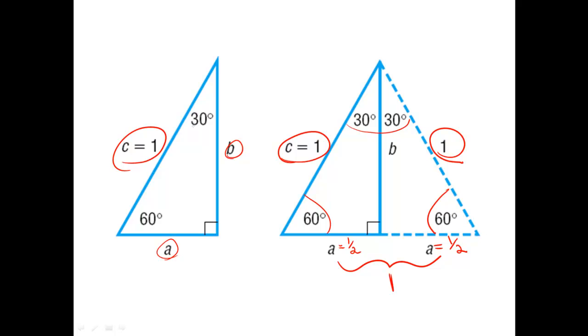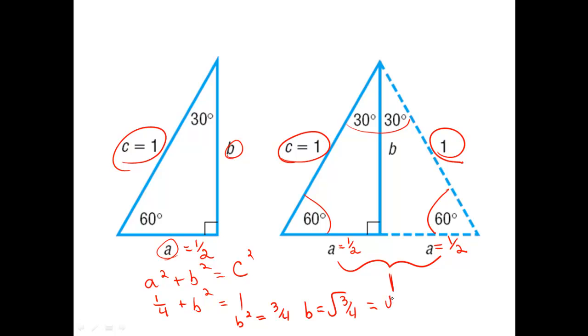If I've got a 30, 60, 90 triangle whose hypotenuse is 1, then the short side, the one across from the 30-degree angle, has got to be 1/2. Then I can use the Pythagorean theorem, which says a squared plus b squared equals c squared. And a is 1/2, so 1/2 squared is 1/4, plus b squared, which is what I'm trying to find out, is equal to c squared, which is 1. So b squared is going to equal 1 minus 1/4, which is 3/4. So b is going to equal the square root of 3/4, and that would be the square root of 3 over 2. So in a 30, 60, 90, where the hypotenuse is 1, the short side is 1/2, and the long side is the square root of 3 over 2.